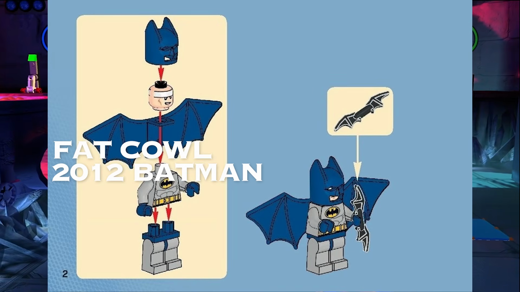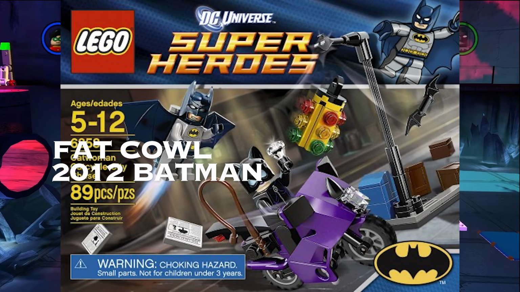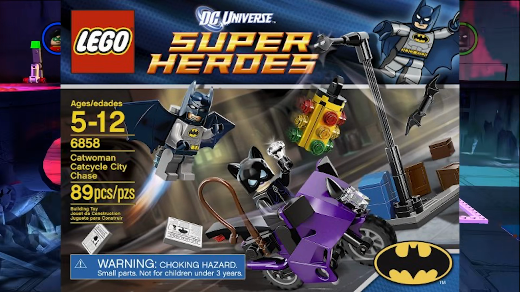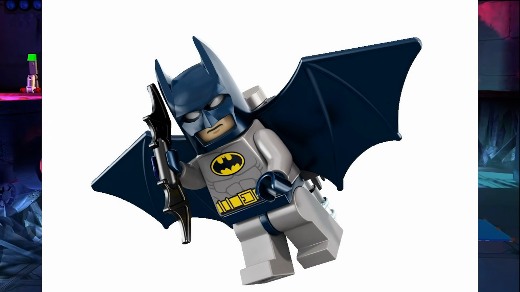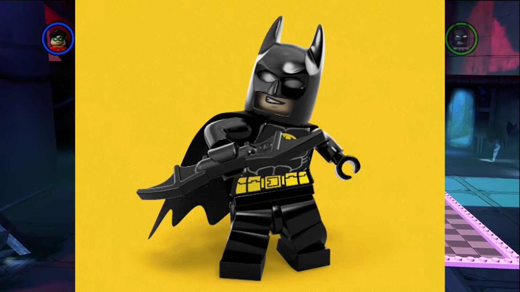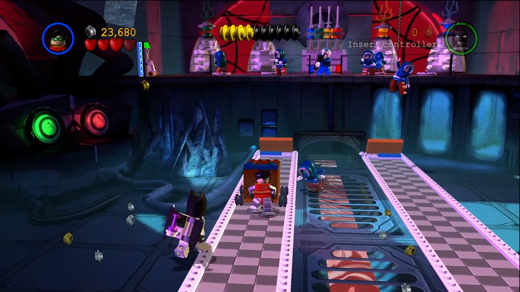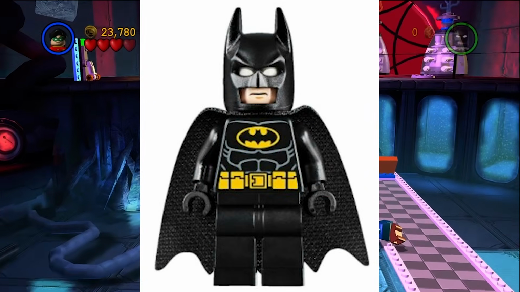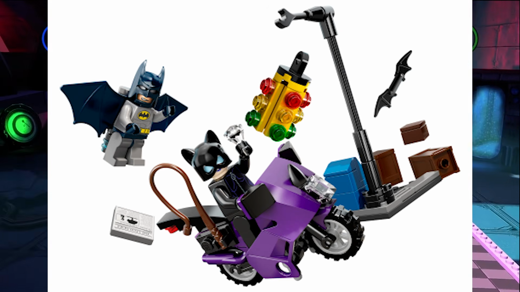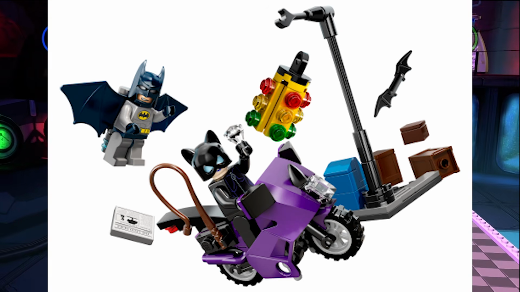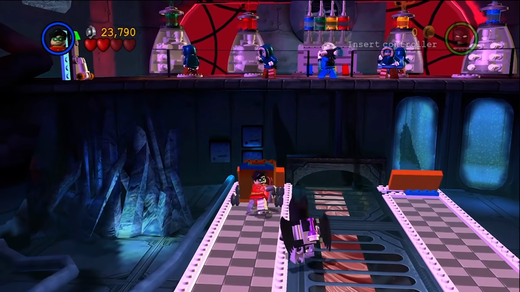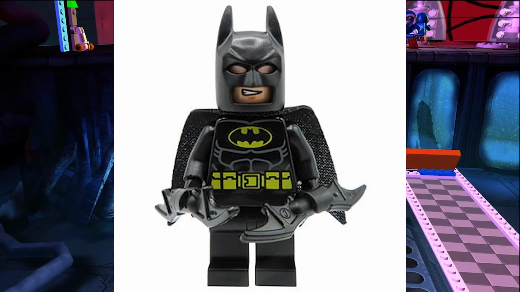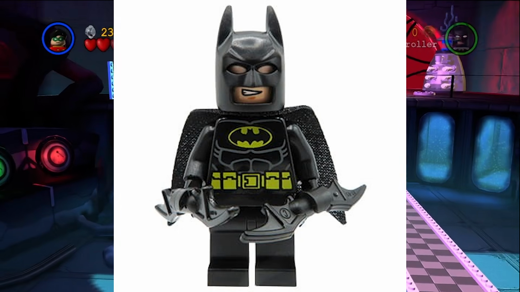Fat Cowl 2012 Batman. In the 2012 Cat Cycle Chase set that I mentioned previously, the Batman minifigure has the original cowl piece from the 2006 LEGO Batman theme. When DC superheroes first launched, LEGO updated Batman's cowl to make it kind of more rounder and tighter, if you will, but for whatever reason, the smallest set from that first wave reuses the original cowl piece. This is kind of weird considering the piece had been out of production since 2008, so it's bizarre that LEGO would bring it back for one set, especially considering every other set, whether it be blue or black, in that wave had the new updated piece.